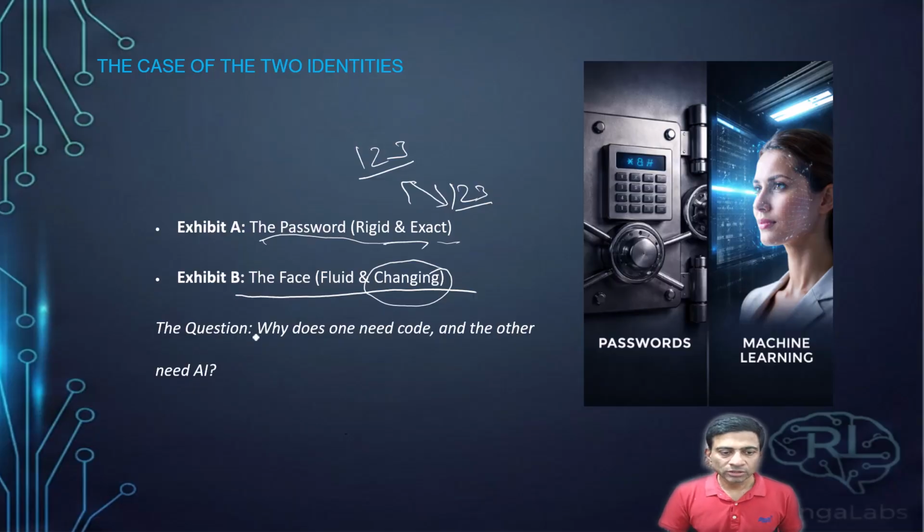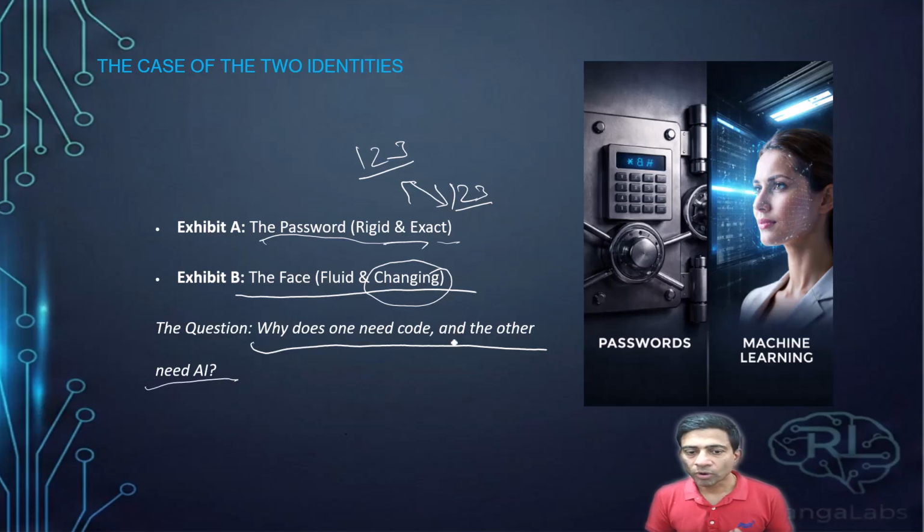So the question here is, why does one need code and the other need AI? What I was explaining is that the face is changing continuously. Every flying hair, every blink of your eye, every lighting change changes the face, and then it cannot match the face with the one it has inside the database.